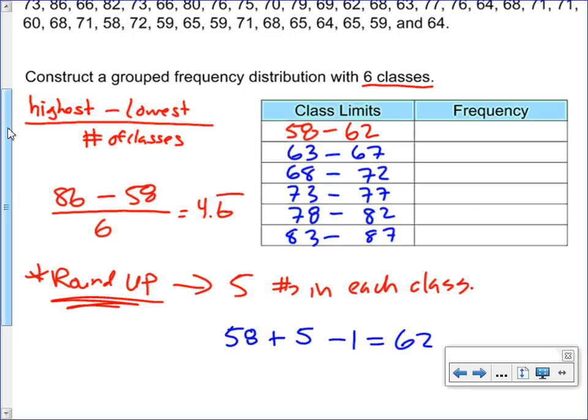Now, here's why I made you do your stem and leaf plot, which, by the way, if you're just joining us on the internet, we did to organize all this data. Here we go. Just count. How many numbers are from 58 to 62? 6. Nice. How many numbers from 63 to 67? It's 9. Yeah, you should have 9.